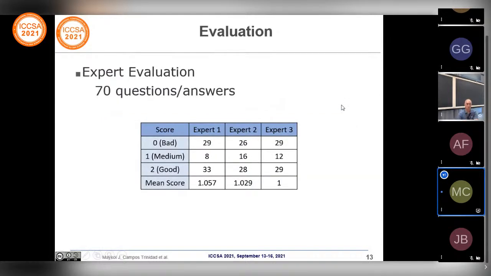The second type of evaluation is a bit more relative, since we recorded 70 questions with their respective answers, and asked 3 experts in the field to score them in values of 0 if the answer was not clear, 1 if it was almost right, and 2 if it was good. From this evaluation, we observe an average of almost 1, so we can say that it has accurate results.